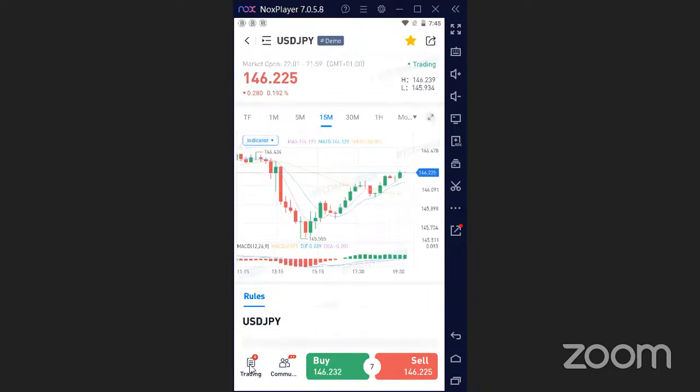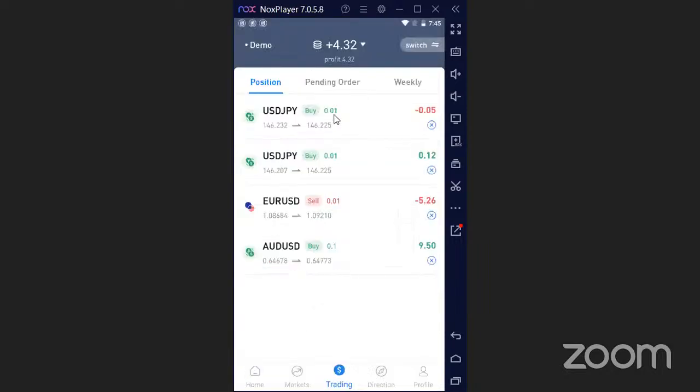So now let's go to trading. You want to click on trading here. This is the order we placed just now. This is the new buy order we entered just now, the one with the TP. This is the first one, without take profit and stop loss.